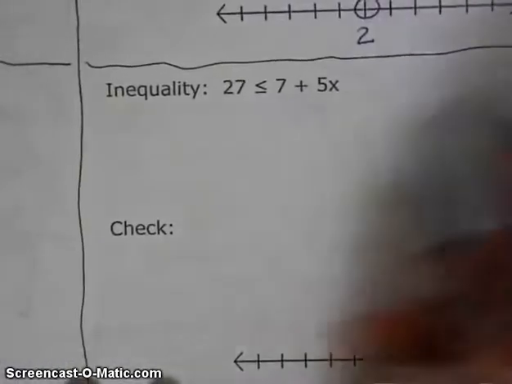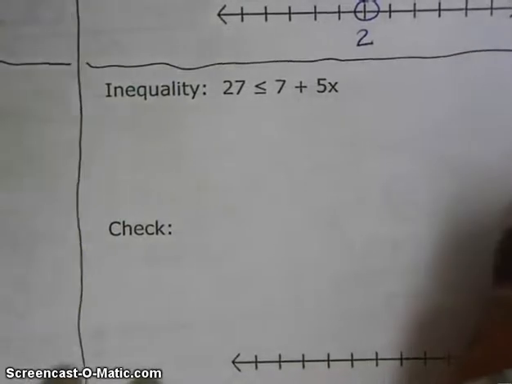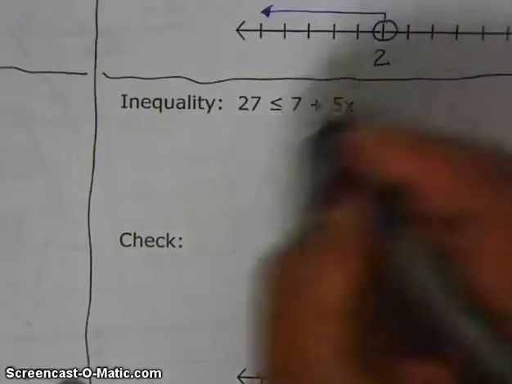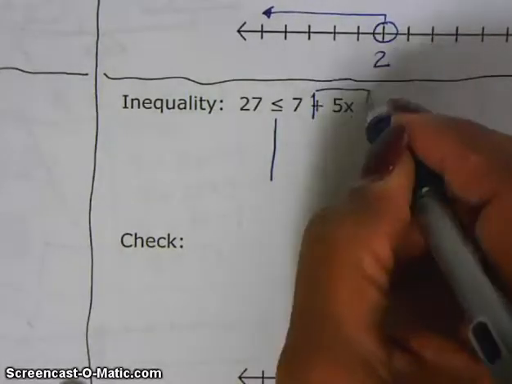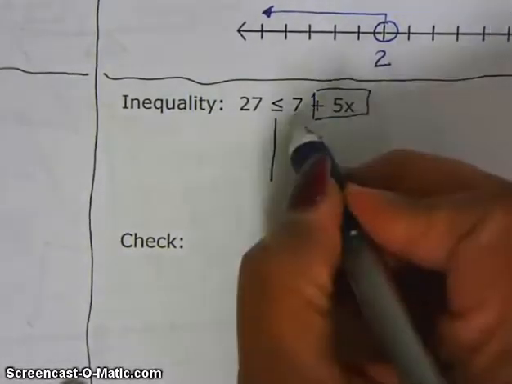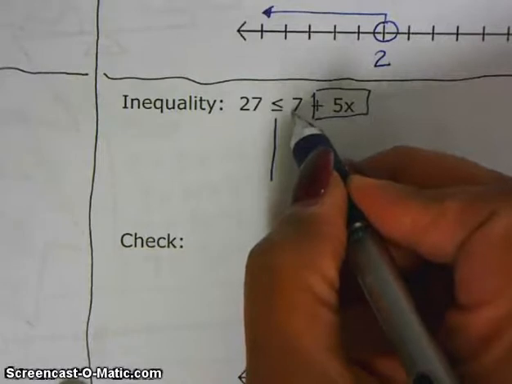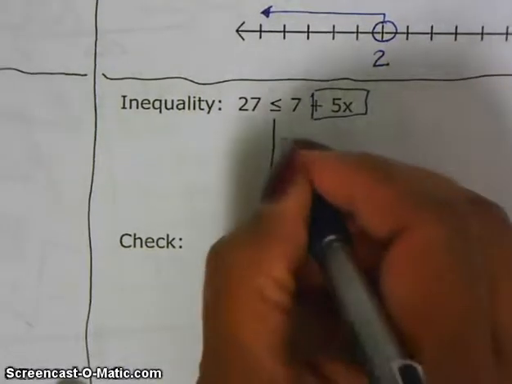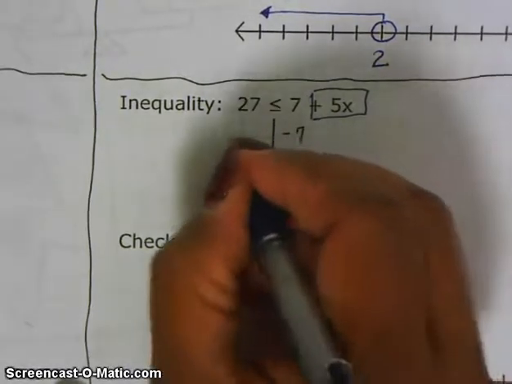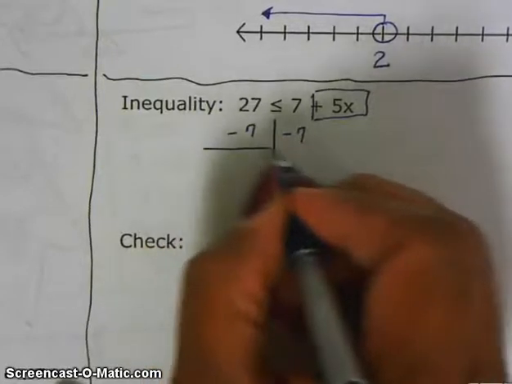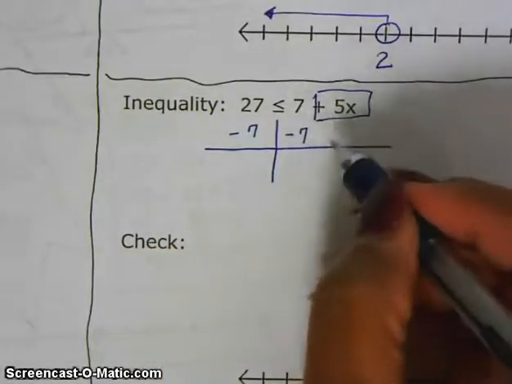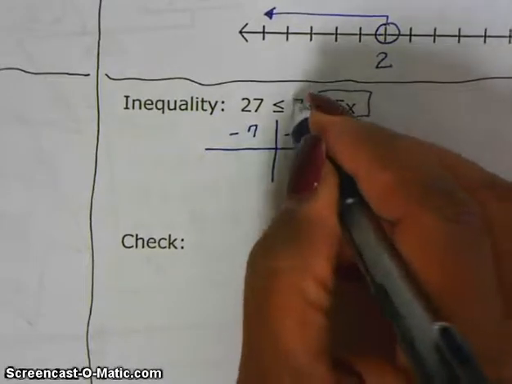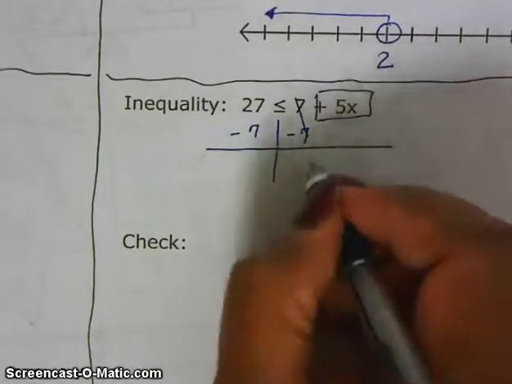Okay, so now let's look at our last example. Our last example reads 27 is less than or equal to 7 plus 5x. I'm going to drop my line for the inequality. I'm going to box my x and its sign. And then I have a tag-along number of a positive 7. So the first thing I'm going to do is subtract 7 from both sides. And remember, you can pause the video at any time so that you can keep up or write or listen to it again. When I subtract 7 from both sides, the 7's cancel on the right side.